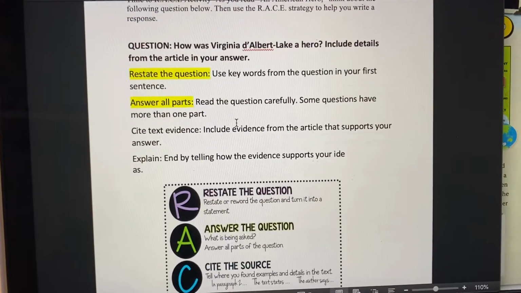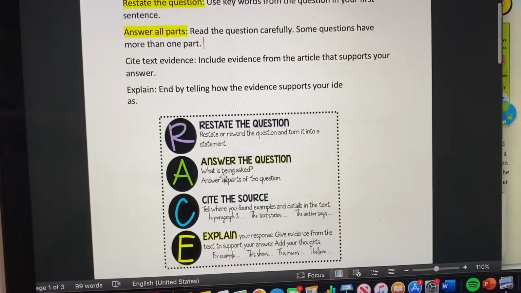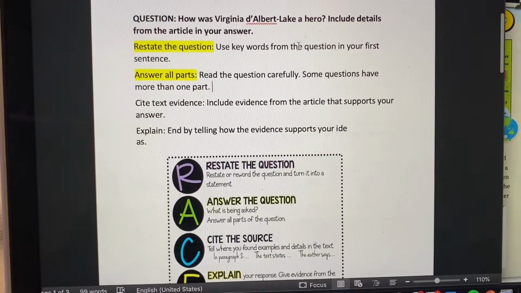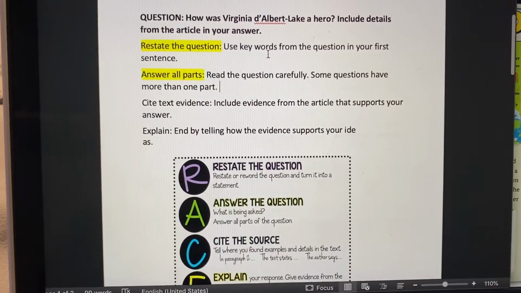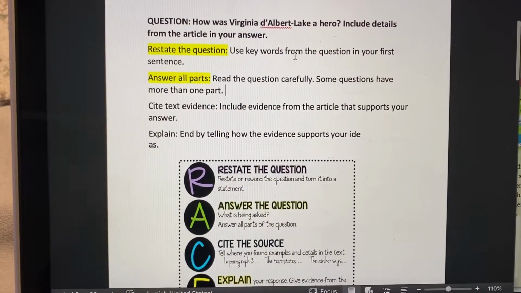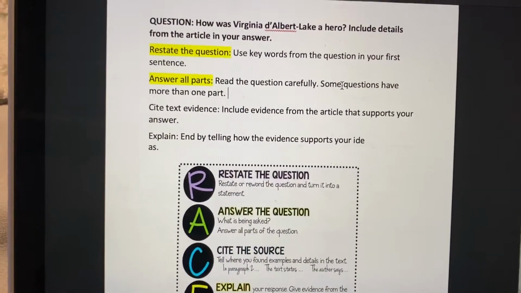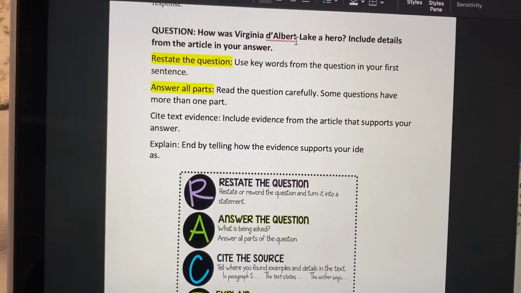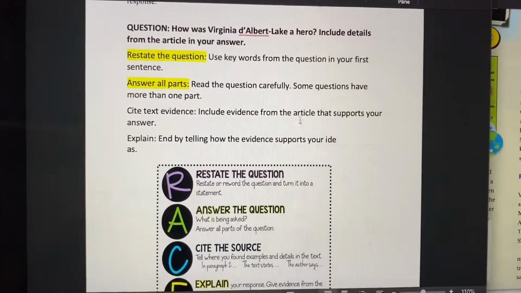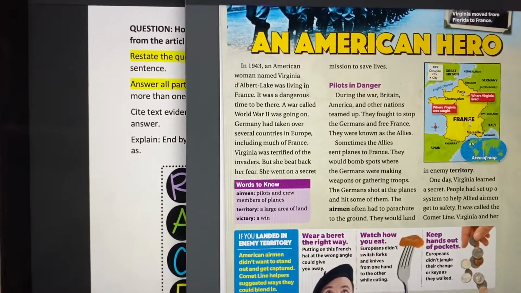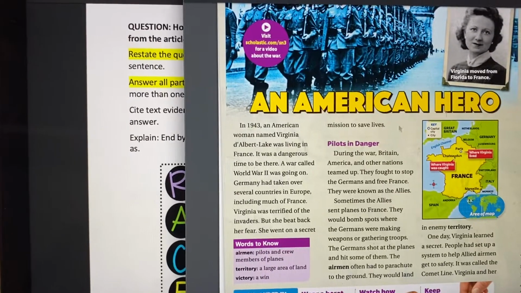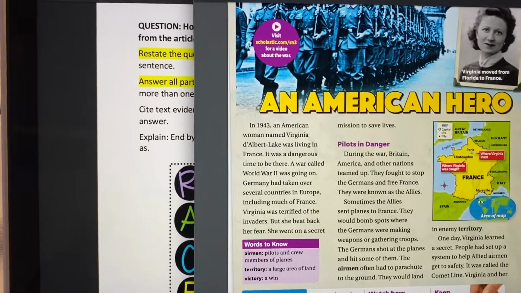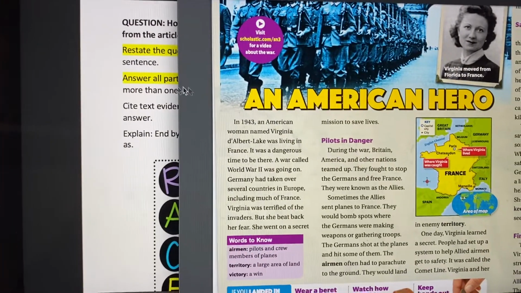And then the A part is answer all parts. So read the question carefully, or in other words, what is being asked? So if you guys were to restate this question, if you guys wrote it down already, that's good. I would recommend you guys having that down. So those who have written it down, it would be Virginia de Albert Lake was a hero because why? Why was she a hero? You have to mention something in the article. What did you guys read from the article? What did you guys take from the article that proved that she was a hero?